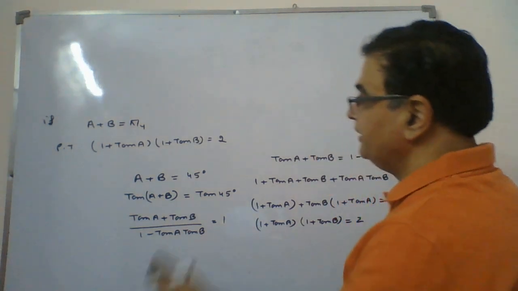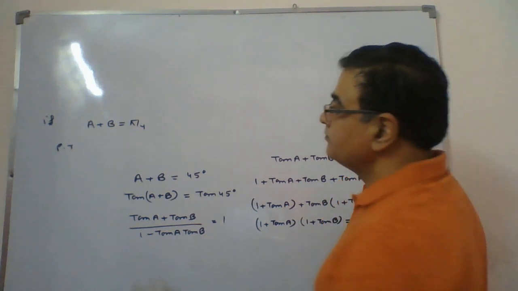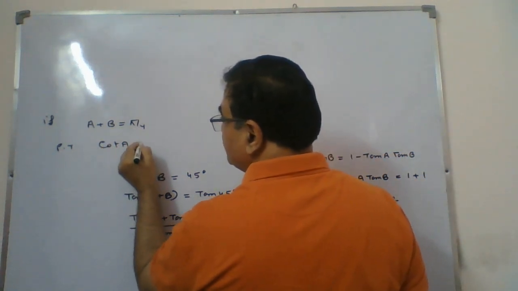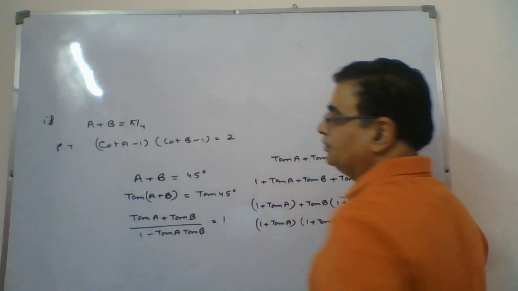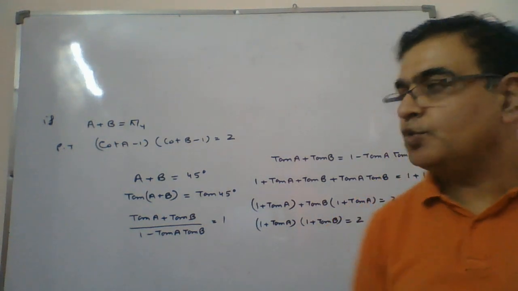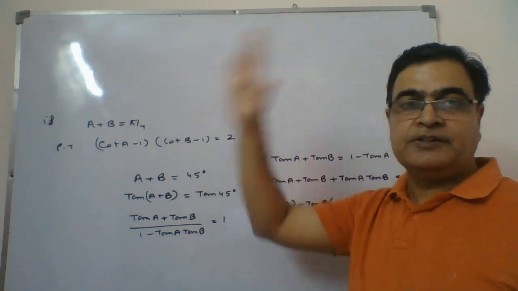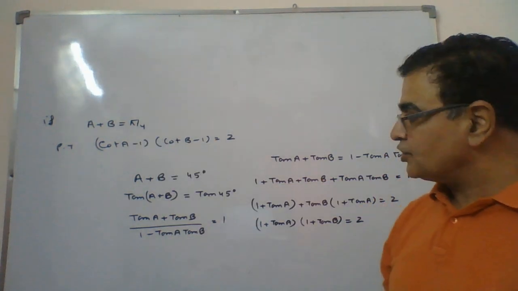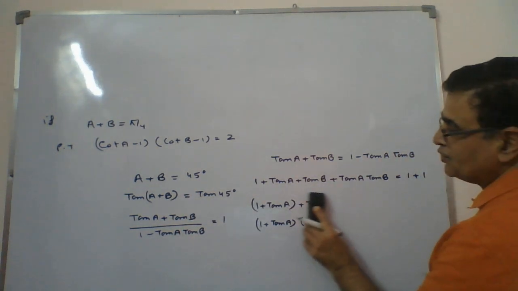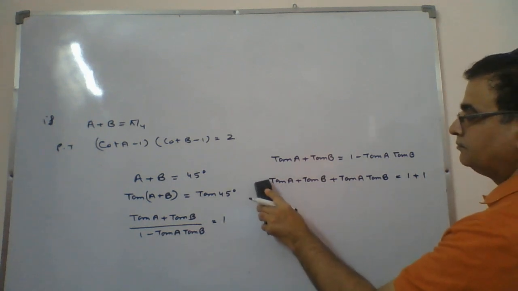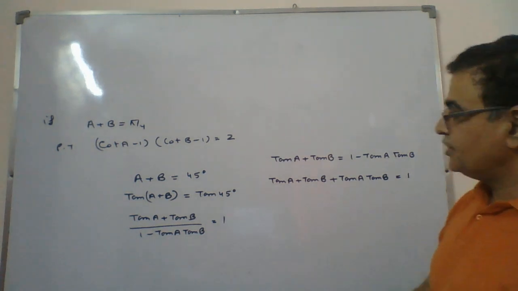One more question like this: a plus b is pi by 4. Then prove that cot a minus 1 into cot b minus 1 is 2. This time we are asking the question cot a minus 1 into cot b minus 1 is 2, and this condition remains the same. So whenever you start this question, this step is same, this step is same, this step is same, this step is also same. Till here there will be no problem. Same procedure.